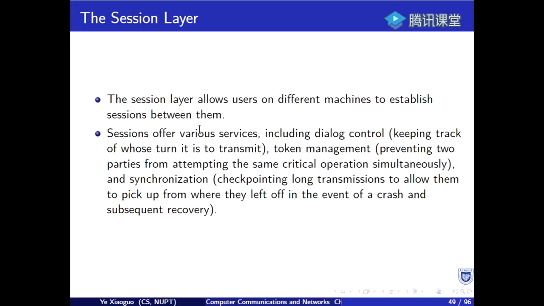So it prevents two parties from attempting the same critical operation simultaneously. The critical operation is probably using the channel, transmitting data to the channel. If this is a critical operation, then we can use token control to prevent two parties from attempting the same critical operation simultaneously.